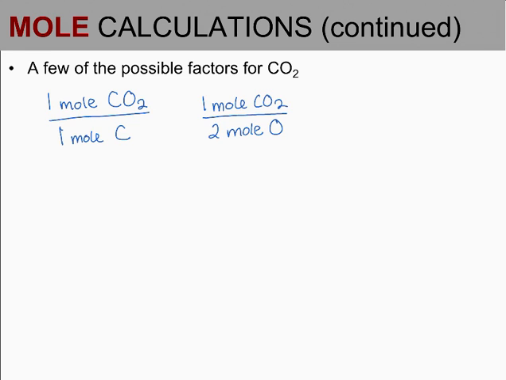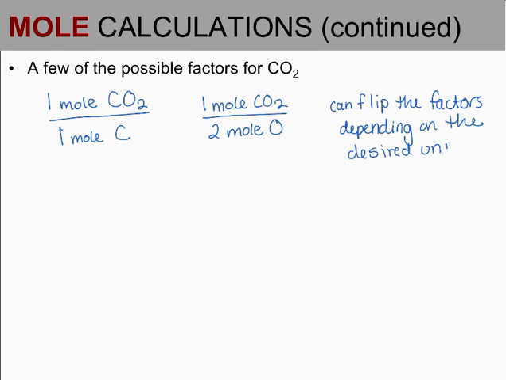Now, we could also flip these two ratios in order to solve for, let's say, just moles of carbon or just moles of oxygen. Remember that you just need to take into account your given unit and your desired unit, and the desired unit should always be in the numerator. So we can flip the factors depending on the desired unit, which should always be in the numerator.